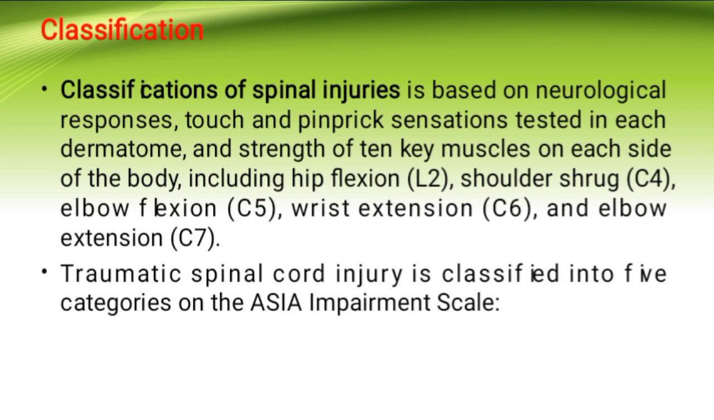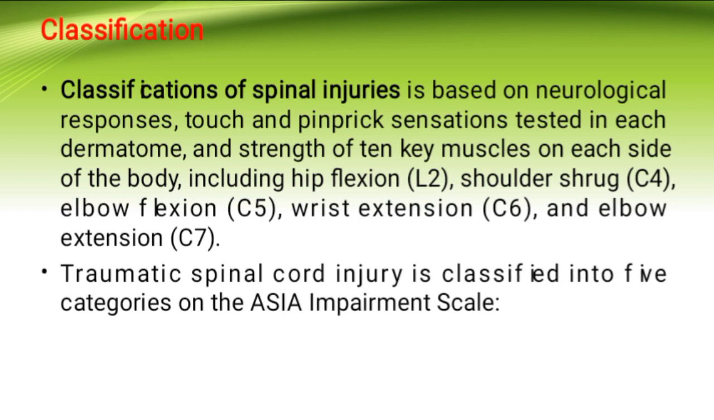So the dermatome, through the strength of the 10 key muscles on each side of the body, including the hip flexion. So we also have lumbar 2. Remember, these spinal vertebrae usually start from the cervical, C1, then go to the thoracic, which is T1, then to the lumbar. Now on the lumbar, here we are referring to L2.